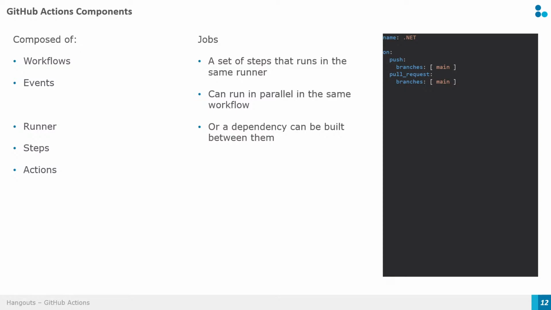Next is the jobs. A job is a set of steps that runs in the same runner. You can have multiple jobs in the same workflow. They run in parallel, or you can create a dependency between them so they run in a certain order, and even pass some arguments from one to the other. This is going to be shown in the demo. So here in the YAML we just have the jobs list, and then the job name.